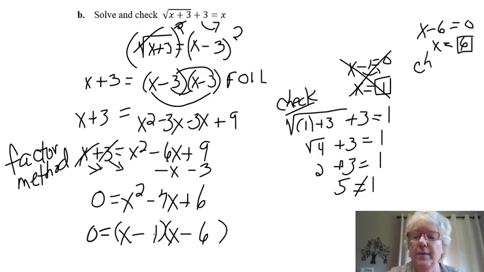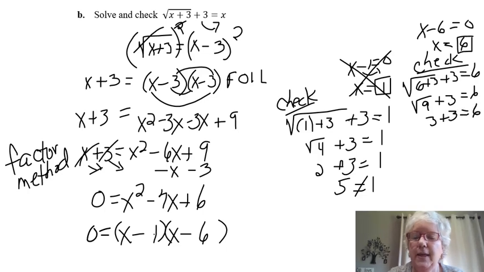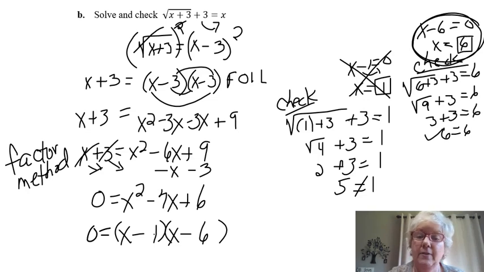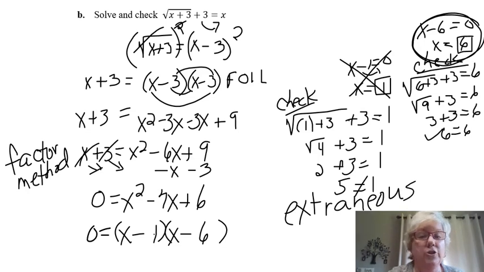Let me check this other one. Maybe this other one will check. I'm going to check it in the original problem again, so I'll have 6 plus 3 under the radical, then another plus 3 and an equal to 6. Well, 6 plus 3 would be square root of 9. Square root of 9 is 3. And 3 plus 3 is 6. That is a true statement. So the only true answer I have is positive 6. And that gives you an example of what is extraneous. Extraneous is really just an extra answer that you get that is not correct. Hope this helps you solve those radical equations.